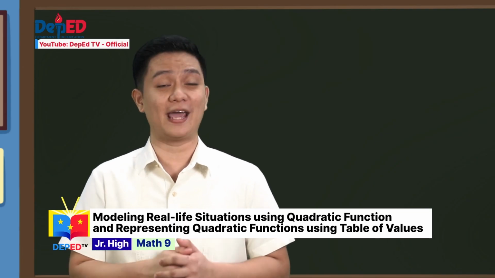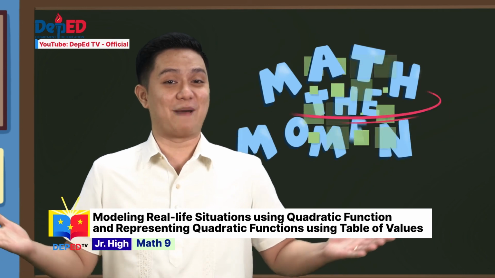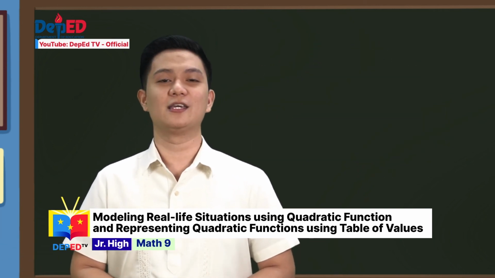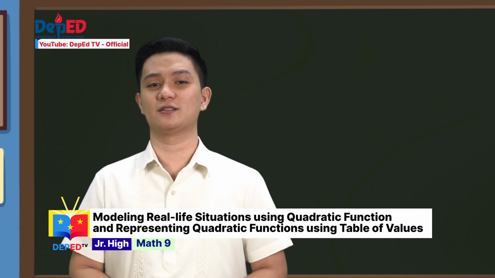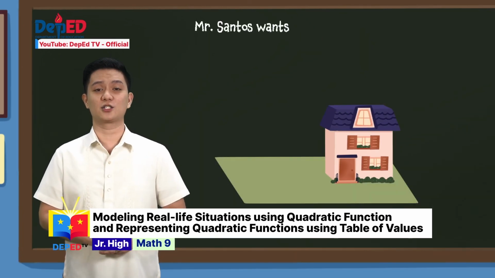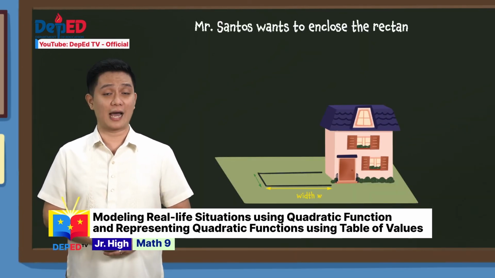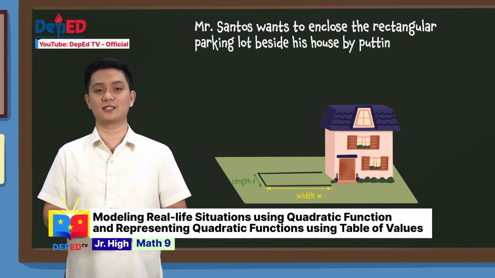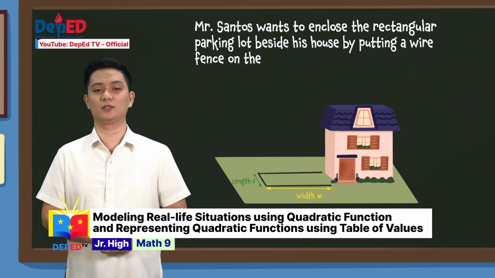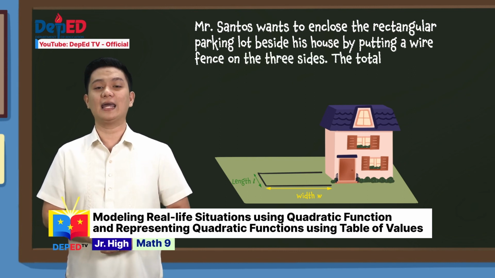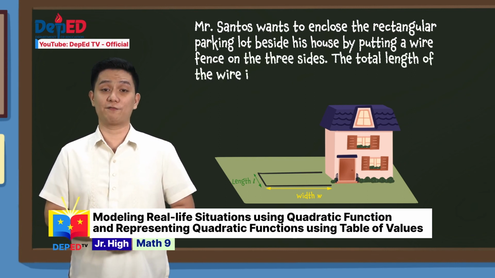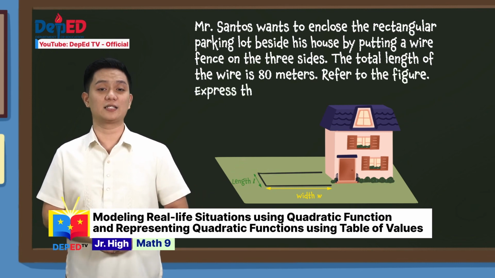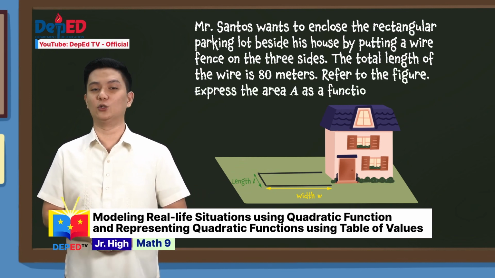Kagamath, ready your paper and pen. It's Math the Moment! Model the given situation using a quadratic function. Mr. Santos wants to enclose the rectangular parking lot beside his house by putting a wire fence on the 3 sides. The total length of the wire is 80 meters. Refer to the figure. Express the area A as a function of width W.